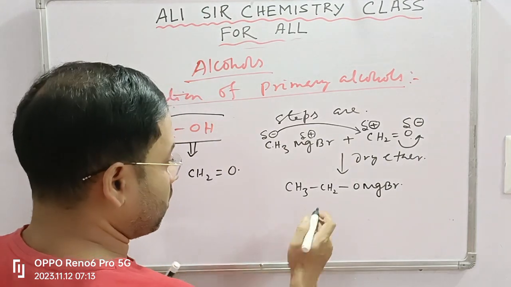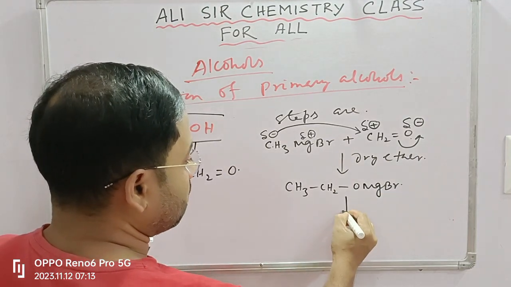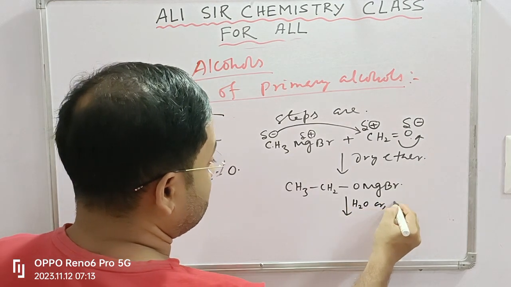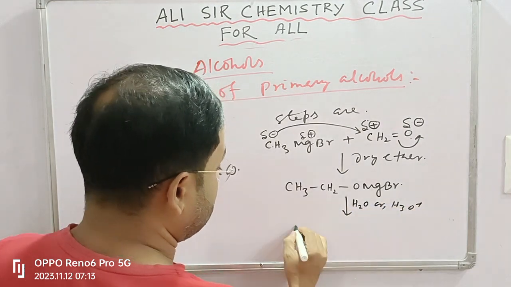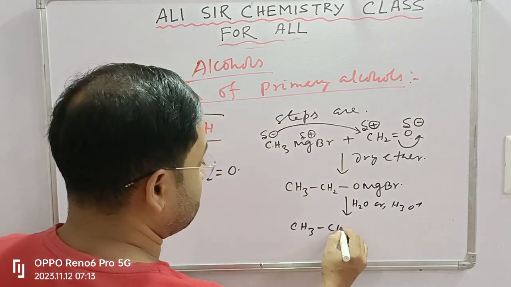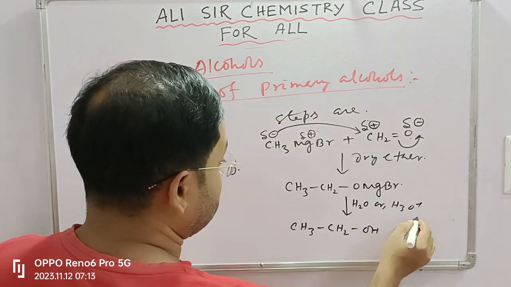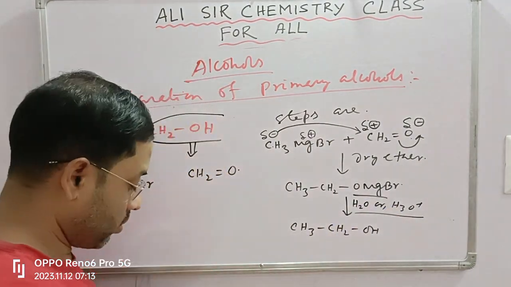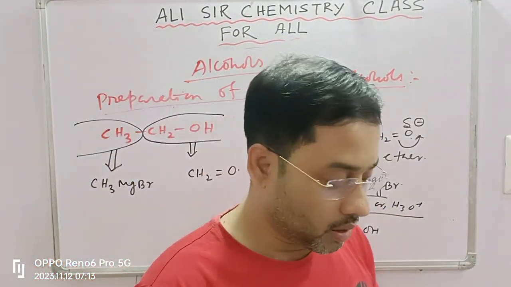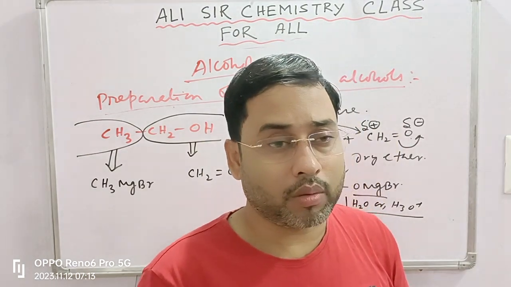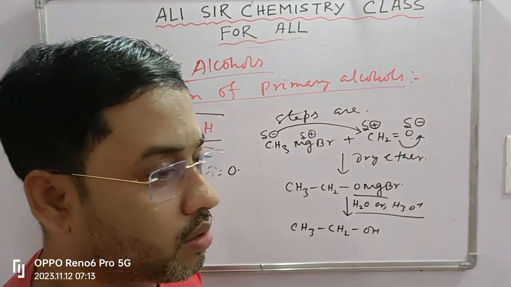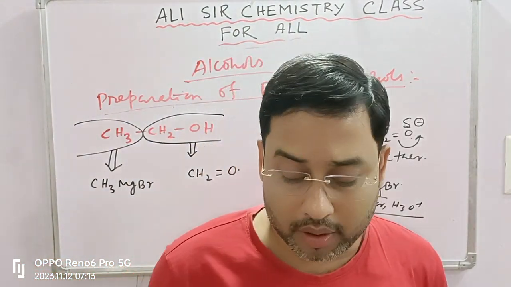We'll get our compound CH3CH2MgBr. After acidification, with water or H3O+, we'll get our desired alcohol, CH3CH2OH. We have to do this acidification step because it is a salt, and if you use water or H3O+, it will form an alcoholic compound. So the Grignard reagent is useful for the synthesis of any type of primary alcohol.